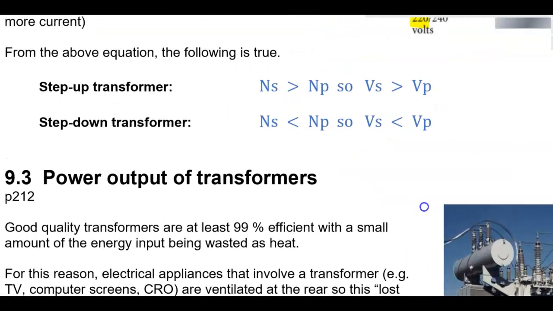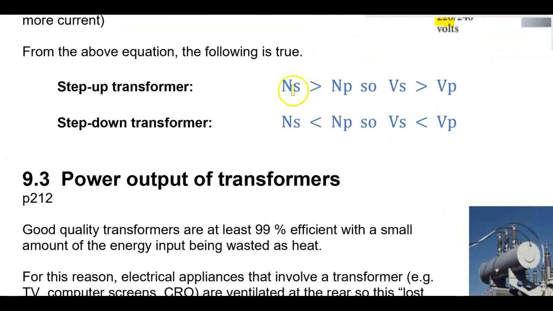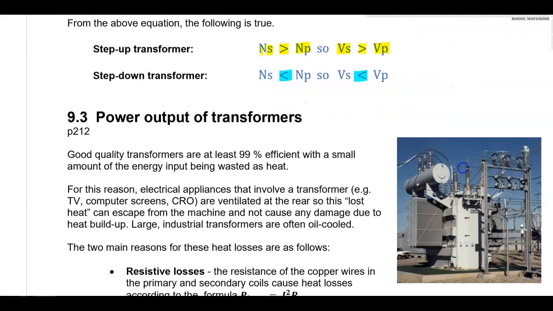So for a step up transformer, the number of turns in the secondary is greater than the primary, so the voltage in the secondary is greater than the voltage in the primary. For a step down, it's just the other way around. The reverse is true.